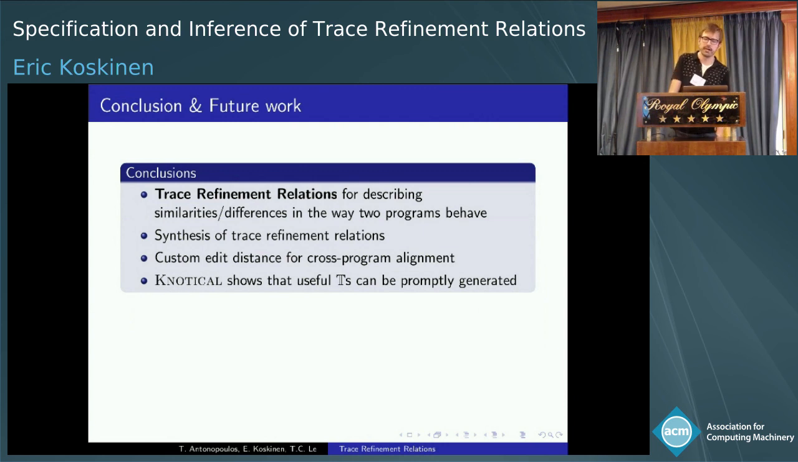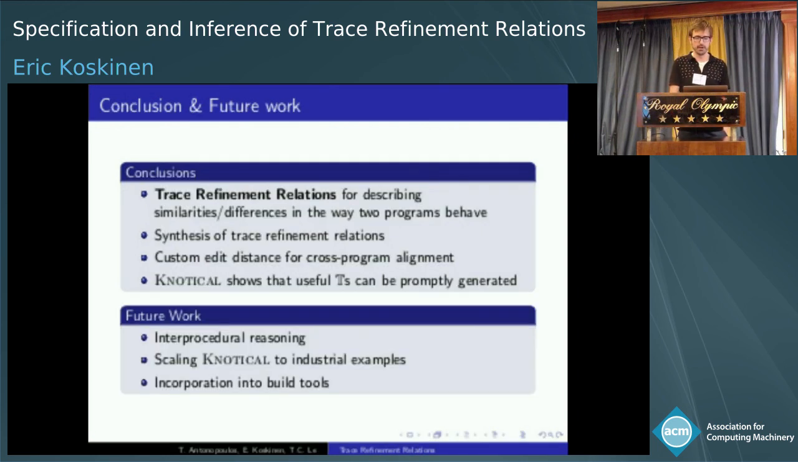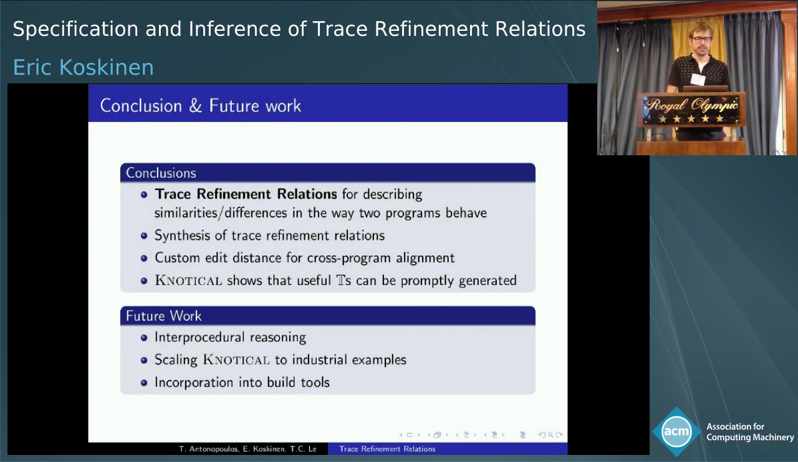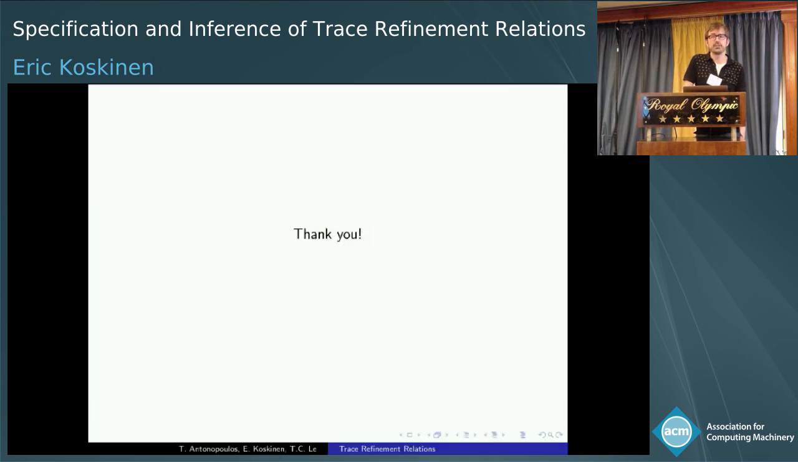And in conclusion, we've described trace refinement relations for describing similarities and differences in the way two programs behave in terms of their traces. We described algorithms for synthesizing these trace refinement relations, and this employs a custom edit distance algorithm for correlating across programs. And there's this tool called Nautical that we've implemented that shows that we can generate them promptly. In the future, we'd like to look into interprocedural reasoning over CAT and scaling Nautical to industrial examples and incorporating these kinds of techniques into build tools. Thank you very much, and I'd be happy to take questions.